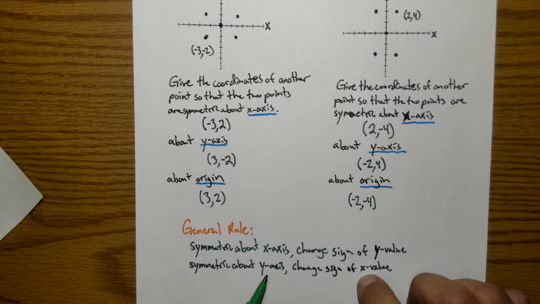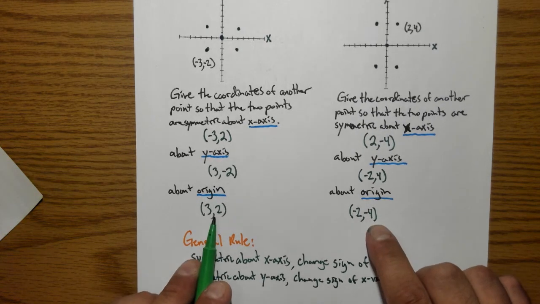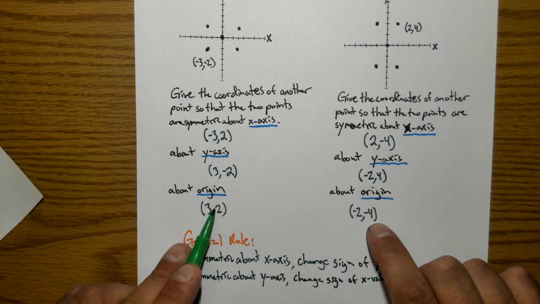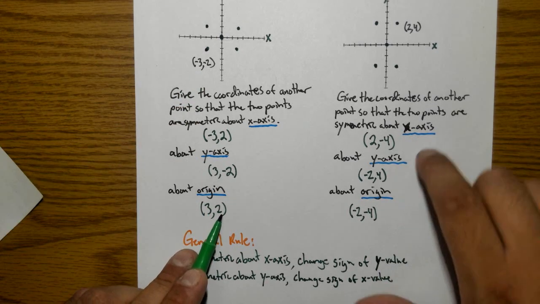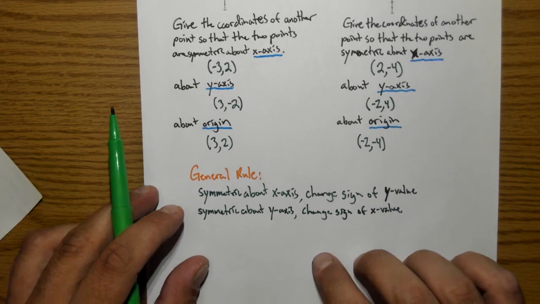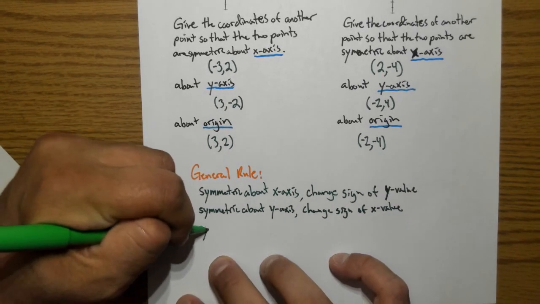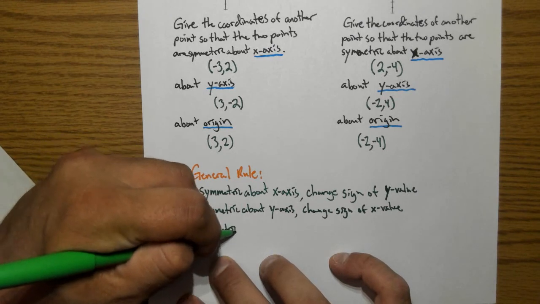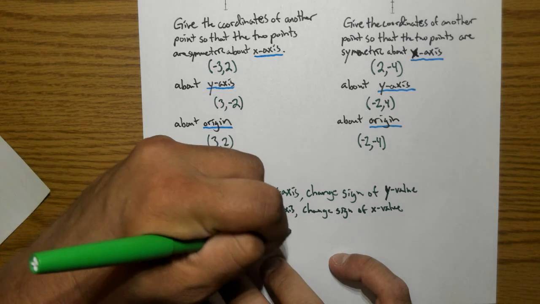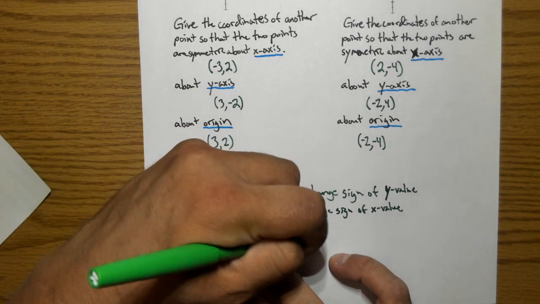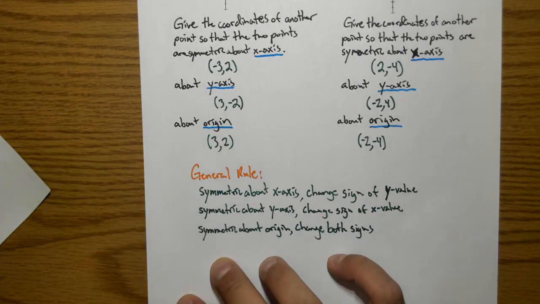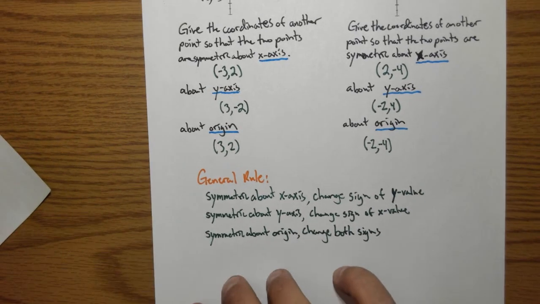And then finally, if you noticed about the origin, we're changing both signs. So negative 3, negative 2 turned into positive 3, positive 2. And 2, 4 turned into negative 2, negative 4. So symmetric about the origin, change both signs. And that's how you do symmetry of points.